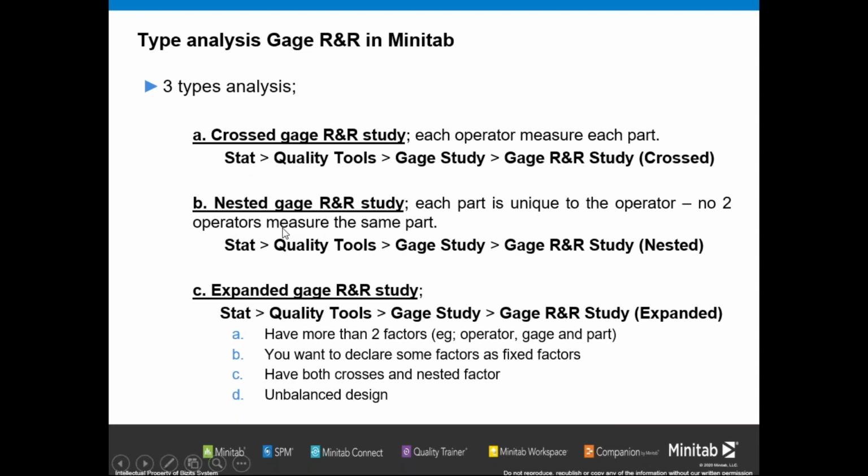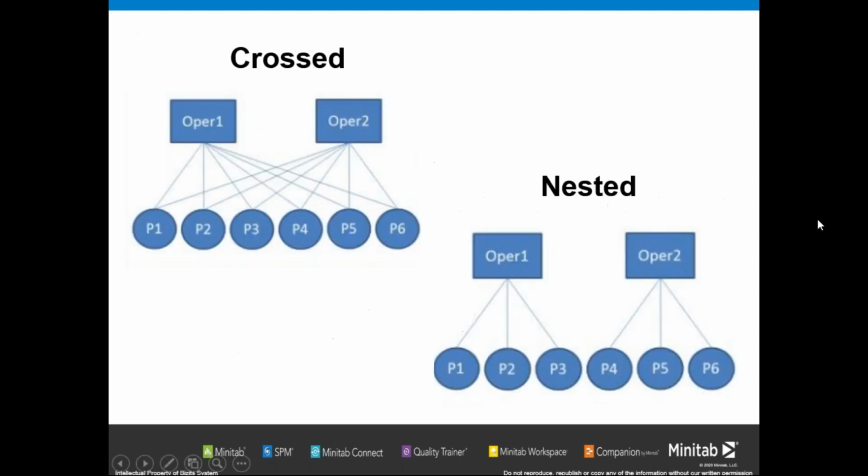If you have a problem with nested, or you want to learn more about nested and expanded, maybe you can join our training session to get more detail. This is the difference between crossed and nested. Every operator measures every part, from part one until part six, and the same goes for operator two. But for nested, they are divided. For example, operator one measures part one until part three only, and operator two measures part four until part six. This is the difference between crossed and nested.